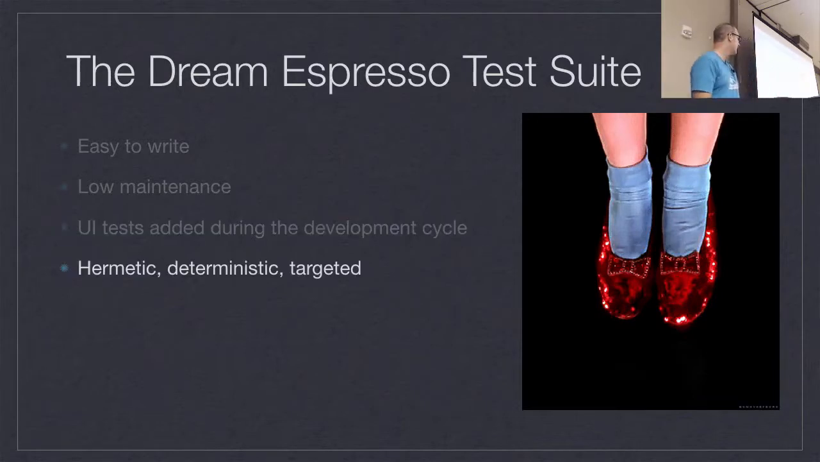You want them to be hermetic, deterministic, and targeted. Hermetic meaning that it's cut off completely from all the outside world. It's deterministic meaning that every single time you run it, you'll get the exact same results. And targeted meaning that you're only testing one little piece at a time.